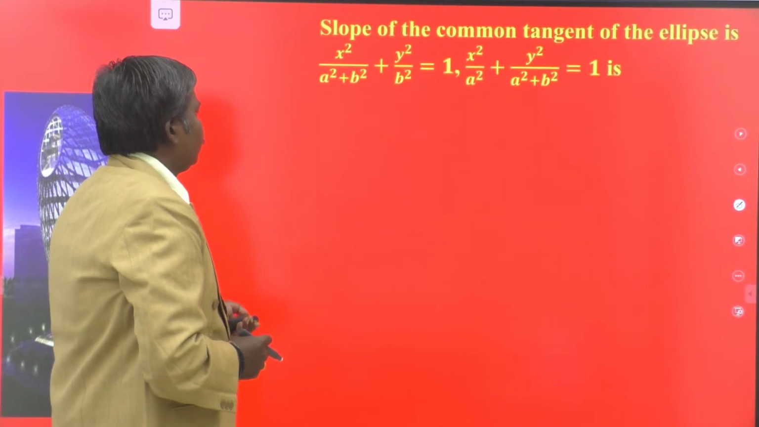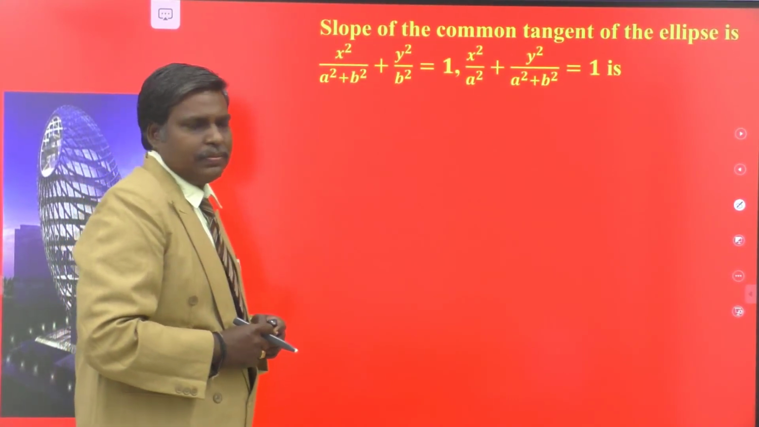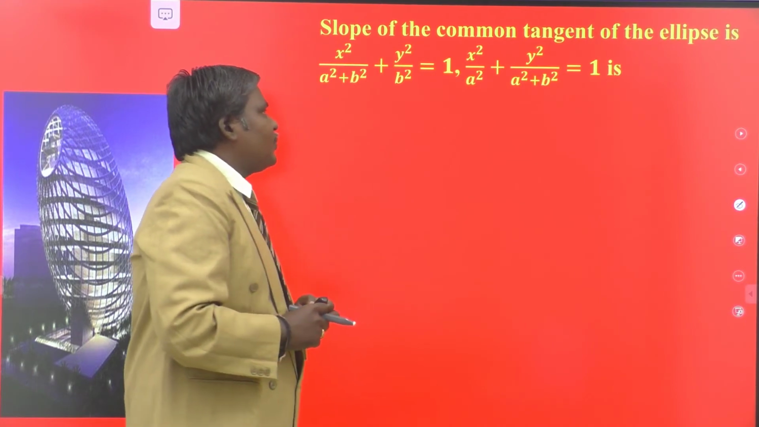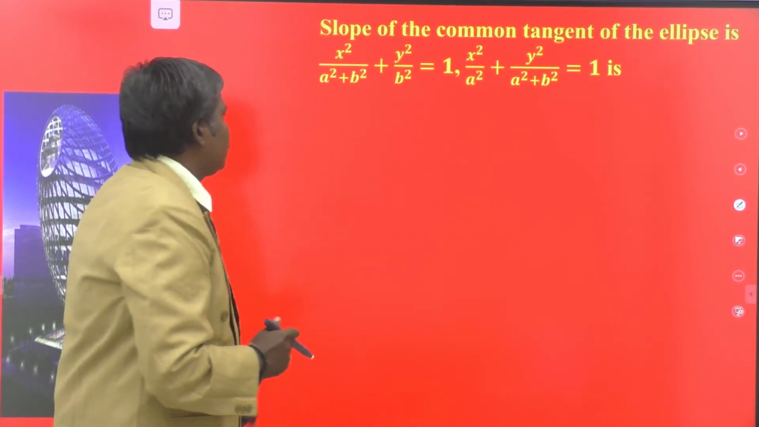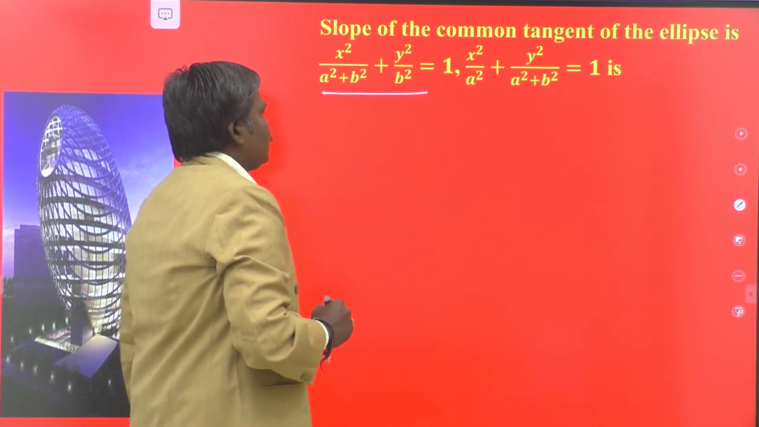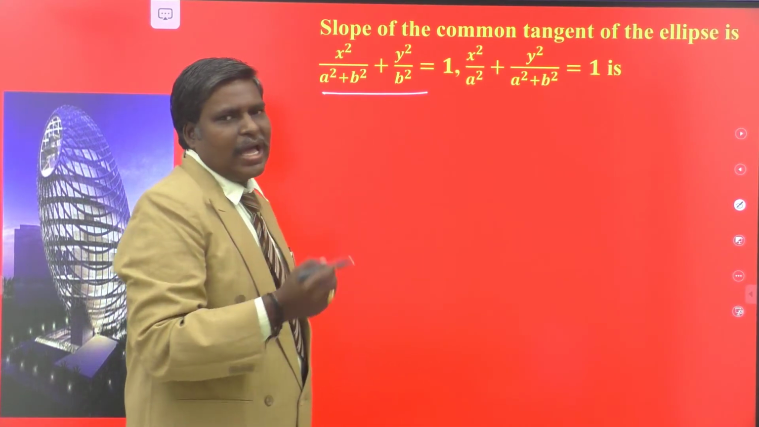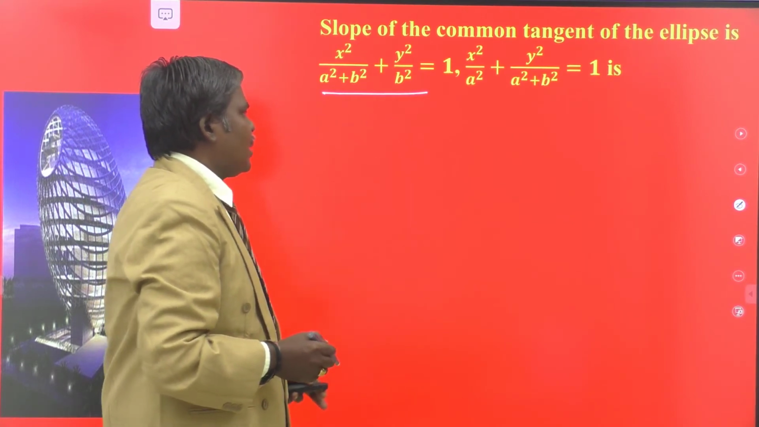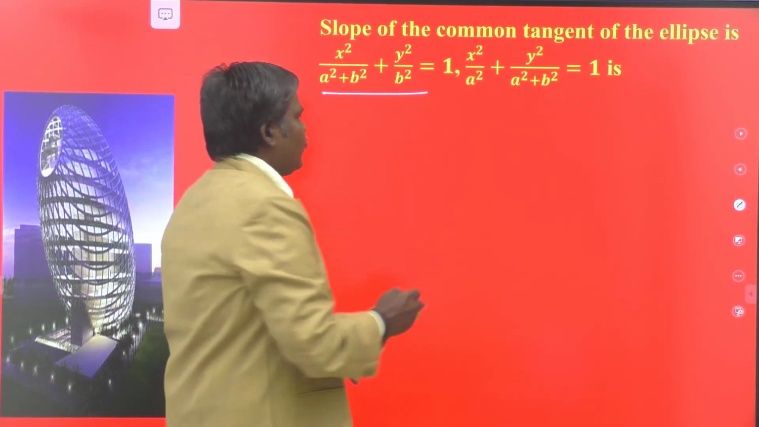So this is the next question. It is also a very simple question. Slope of the common tangent of the ellipse x²/(a²+b²) + y²/b² = 1 and x²/a² + y²/(a²+b²) = 1.